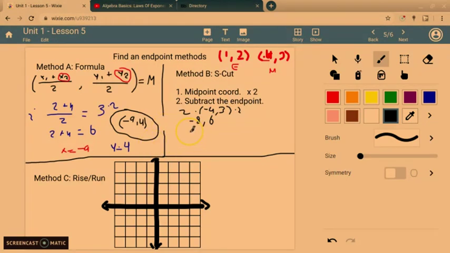And then we subtract the endpoint. So the endpoint that we know is 1, 2. So -1, -2. Now with the rules of the subtraction signs and negative signs, if this was a -2, when you're trying to subtract it, you would actually add it. But that's not what it is, so you don't have to worry about it this time. And then you get -9, 4.